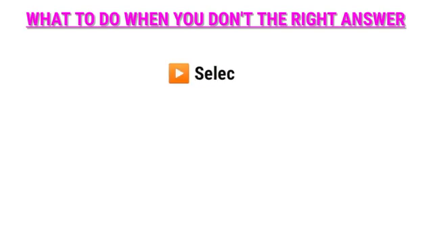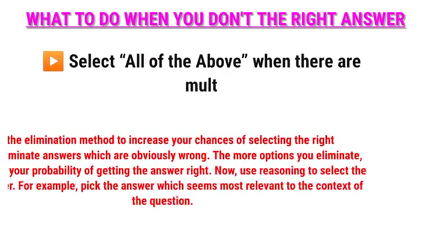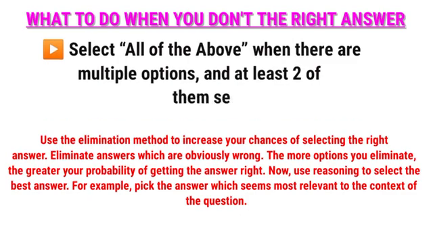Number 3, in multiple choice questions, which have at least 2 of them being correct or seeming correct. If 2 of the options seem correct, what you need to do is to select all of the above as your answer.